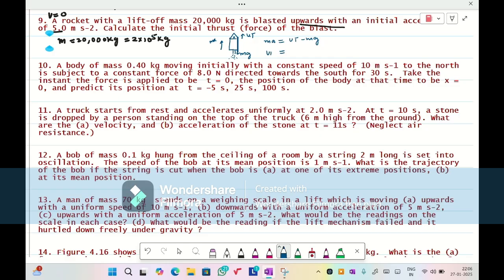Therefore upthrust is equal to ma plus mg, that is 2 into 10 power 5 into a equal to 5, plus 2 into 10 power 5 into 10, g is equal to 10. Taking 2 into 10 power 5 common, 2 into 15 is 30, so 30 into 10 power 5. That equals 3 into 10 power 6 newtons of force. The upthrust acting is this much, meaning the gas is exerting this much upthrust on the rocket. This is the answer.